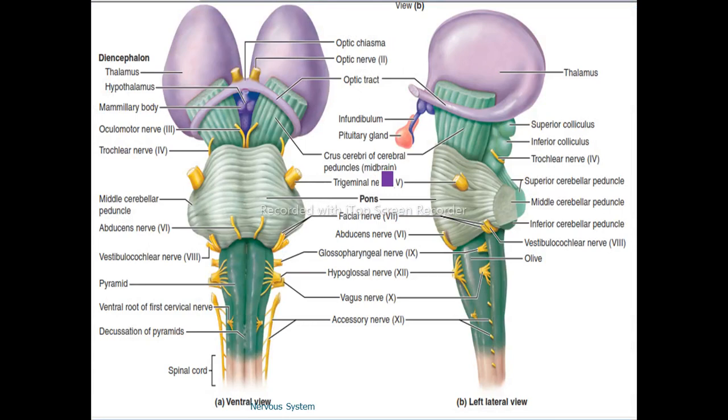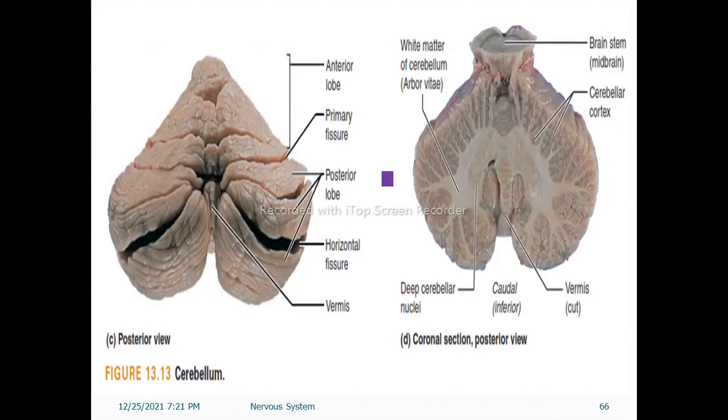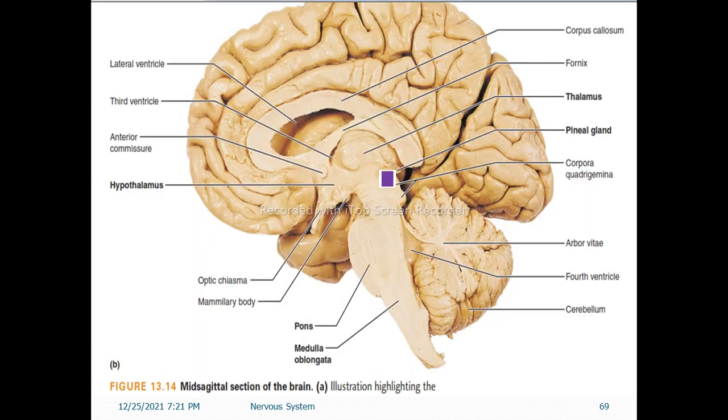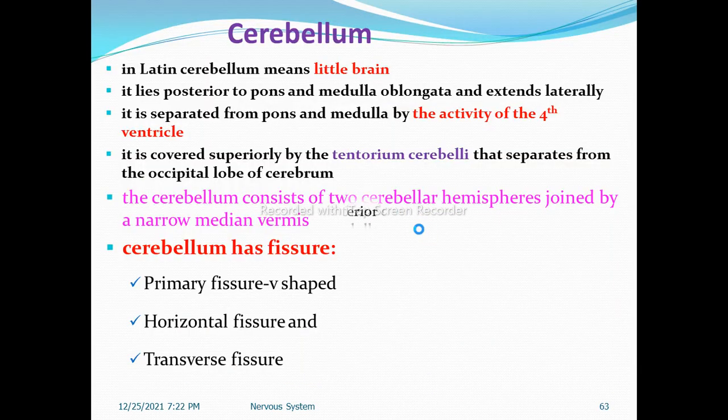Let me show you. The cerebral aqueduct is in this area. This is the cerebral aqueduct, and it connects the third ventricle with the fourth ventricle. This is the cerebral aqueduct, which is found in the midbrain.